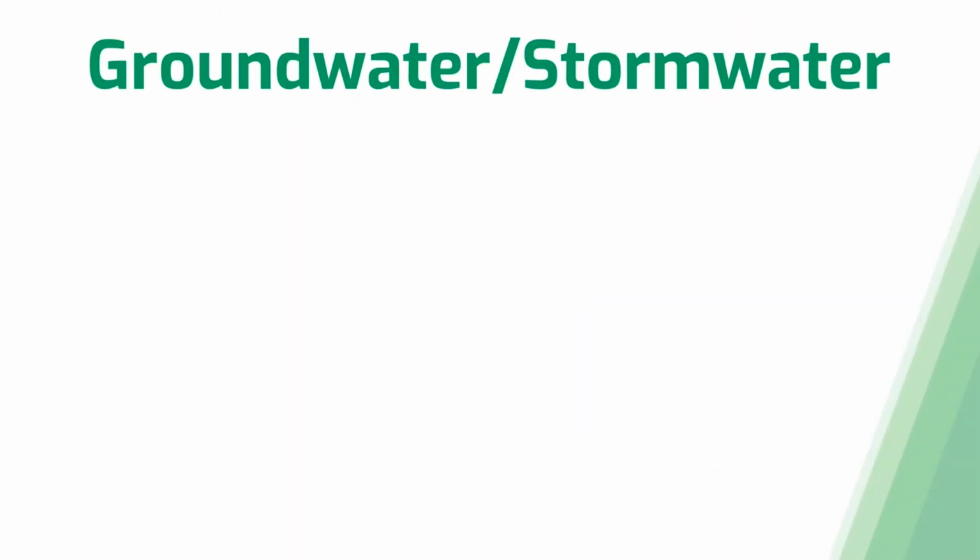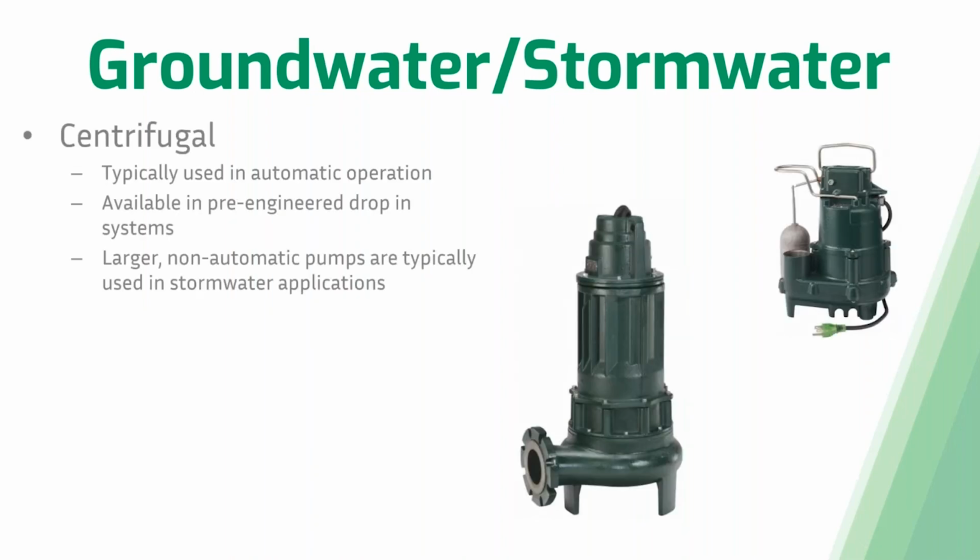So now lastly, let's talk about groundwater and stormwater pumps. So usually with groundwater systems and stormwater, you're going to use centrifugals. Typically, you're going to use smaller automatic centrifugals for groundwater systems, maybe in somebody's basement or in a very light commercial application. And these are typically going to be available in pre-engineered drop-in systems. Since most of these types of applications are very similar across the board, you can get away with putting the same install into multiple homes.